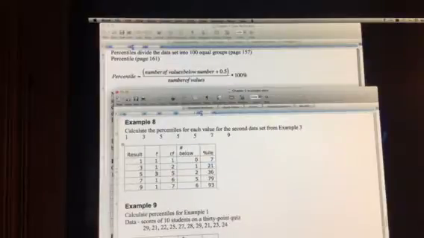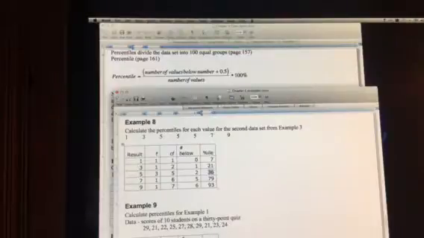Now we get to the 3 people who scored a 5. 2 people did worse, the 1 and the 3. In this case, 2 plus 0.5 is 2.5 divided by 7 times 100. If I use my calculator properly, that's 35.71. So rounding up, that's the 36th percentile.